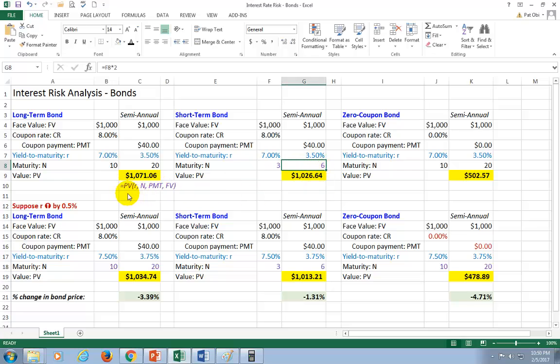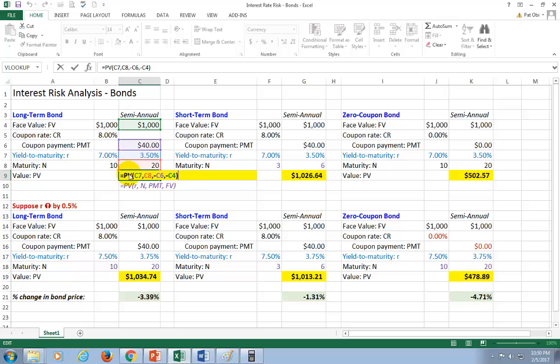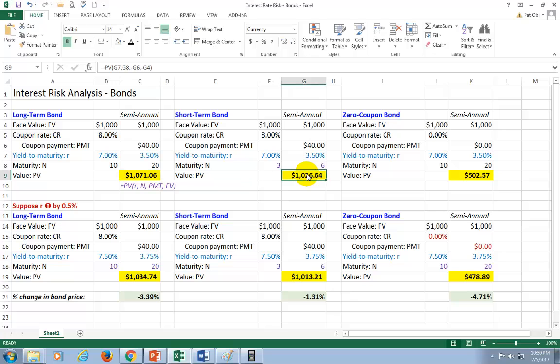Using the PV function on Excel, I calculate the price of this long-term bond to be $1,071.06. And you can see the function right up there. And if I hit F2, you see it even better right here, what I did, the references. All right, in the same way, I calculate the price of the short-term bond.